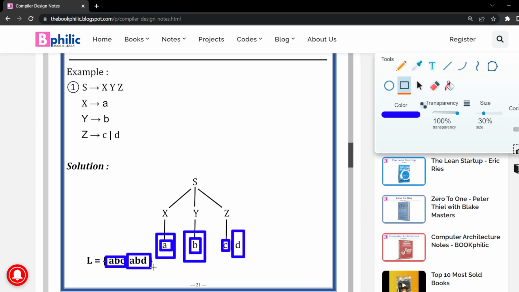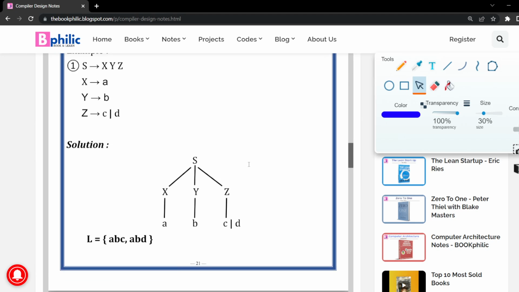So you can say that the language which can be generated from this given production rule is nothing but abc, abd. We use this comma to separate the strings, and we use these curly braces in order to represent the language of the grammar. So we can say that the language of the grammar is nothing but abc and abd. This is how you have to understand the concept of a parser. So let us move on to the next example.